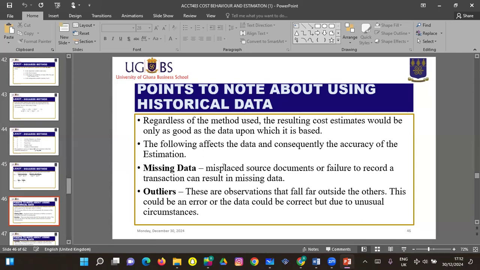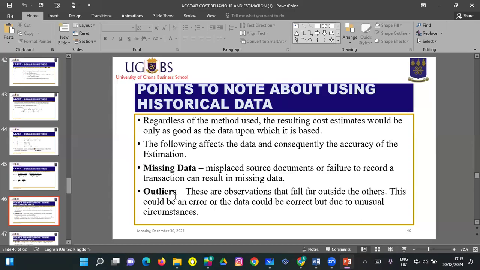So points to note about using historical data. Regardless of the method used, the resulting cost estimate would be only as good as the data upon which it is based. The following affects the data and consequently the accuracy of the estimation. So there is missing data. A misplaced source document or failure to record a transaction can result in missing data. We are talking about the accounting method.